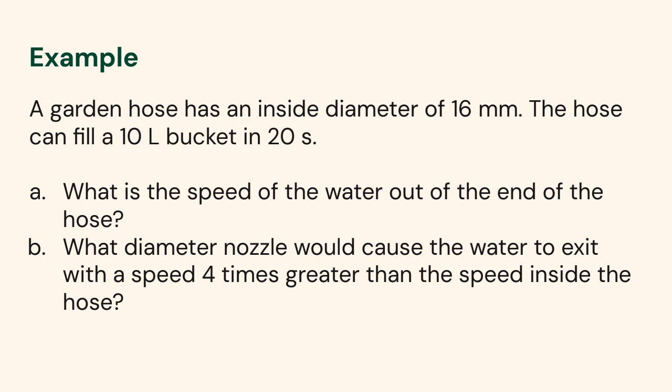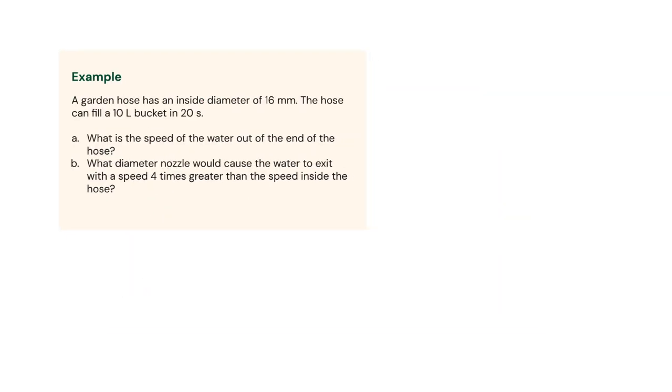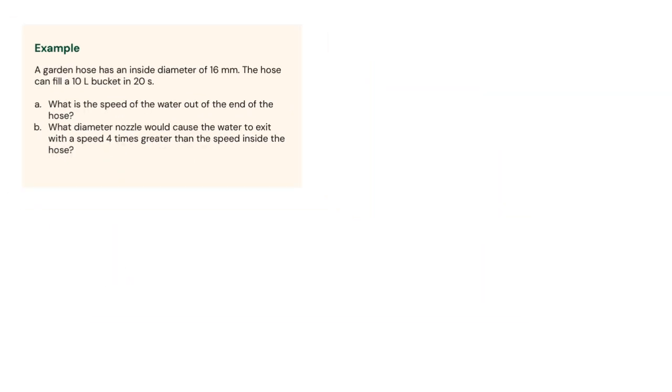So to see a mathematical example of this, we're going to look at the garden hose again. It says a garden hose has an inside diameter of 16 millimeters. The hose can fill a 10-liter bucket in 20 seconds. The question is, what is the speed of the water out of the end of the hose, and what diameter nozzle will cause the water to exit with a speed 4 times greater than the speed inside the hose? Okay, so I'm going to make this a little bit smaller really quick so I have some space to work. We're going to work this out together.